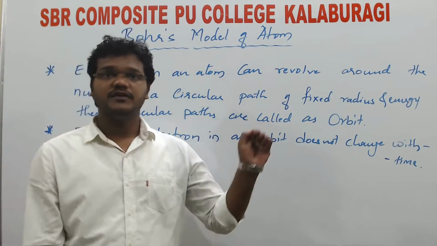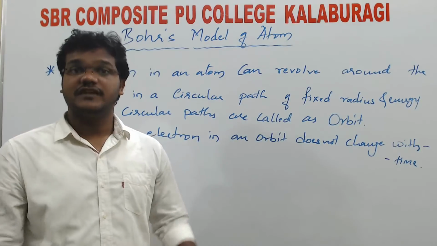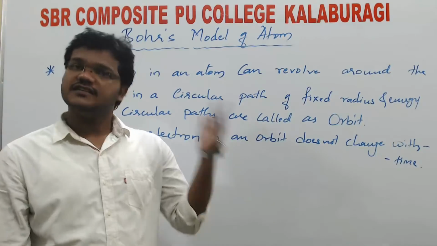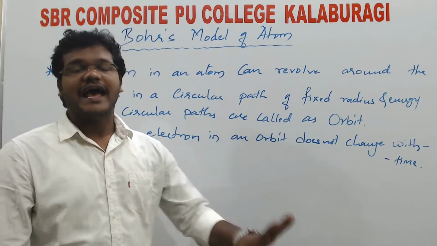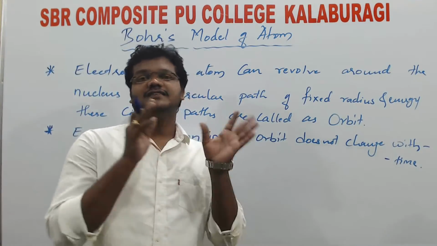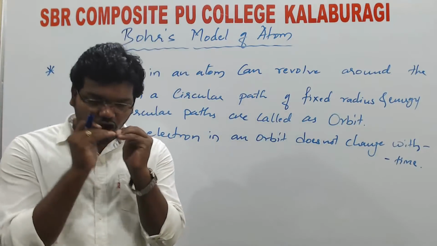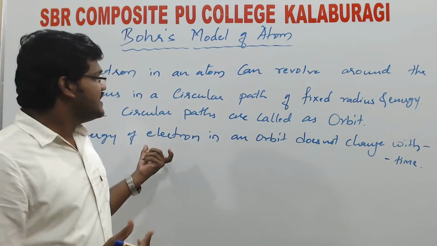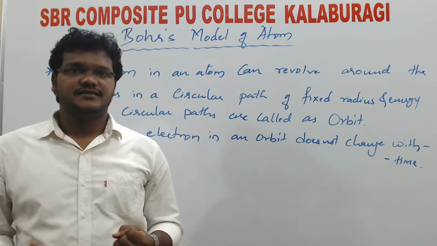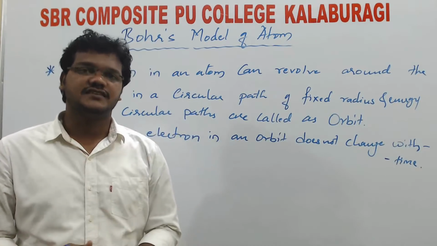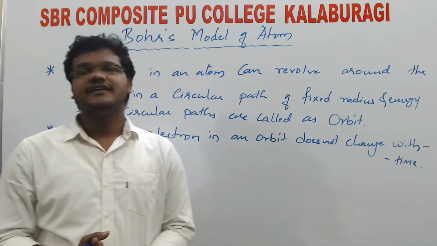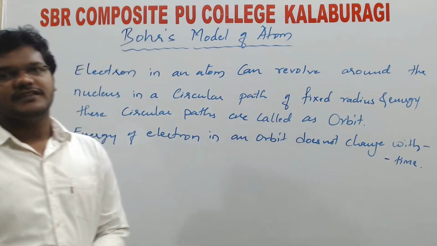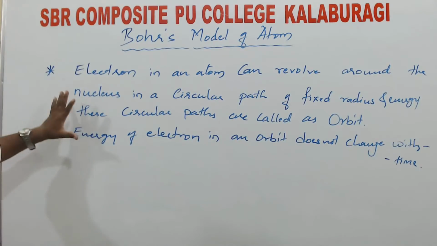If it is going to jump, obviously it has absorbed energy. If it absorbs energy, it will jump to a higher excited state. If it loses energy, it will come back to the ground state. As long as it remains in a particular orbit, there will be no change in the energy of the electron. Or you can say the energy of the electron is quantized. It is fixed, it is constant. It does not change with time. That is the second postulate of Bohr's model of atom.